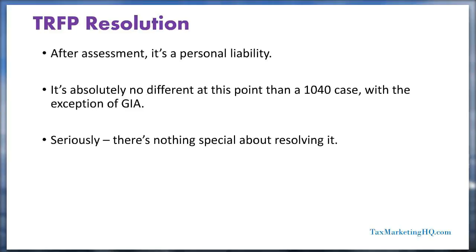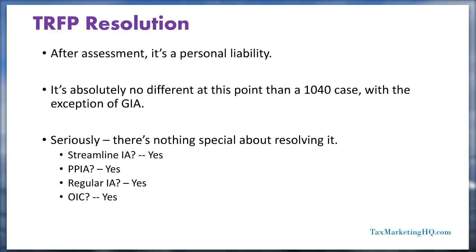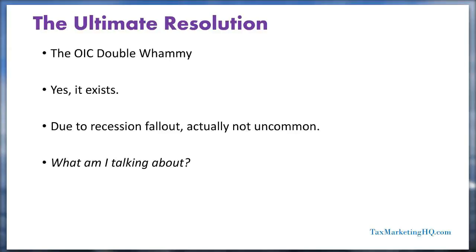But when you can't avoid the assessment, after that, it's just a regular personal case. So streamline installment agreements, you betcha. Partial pay installment agreements on the personal side, absolutely. Can you do a regular IA? Of course. Can you do an offer in compromise? Of course, on the personal side, which leads to a very interesting situation.